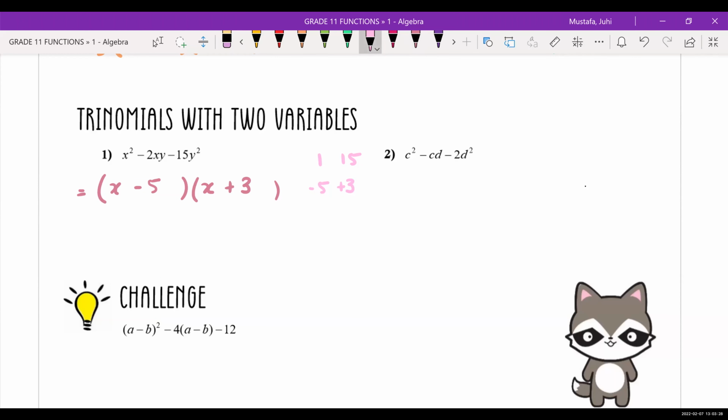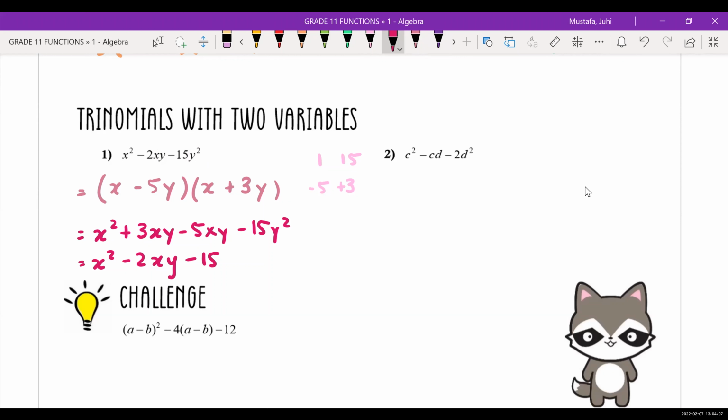The only thing we haven't accounted for is that there is a y squared here and a y here. And to deal with that, all you're going to have to do is try to make the last 2 terms a y squared. And to do so, you just need to add a y here and a y here. Because now the last term is going to be 15y squared. The middle term just works itself out. So to prove that, we're just going to FOIL and see if it actually works out. If I were to FOIL this, it would give me x squared plus 3xy minus 5xy minus 15y squared, which is x squared minus 2xy minus 15y squared.